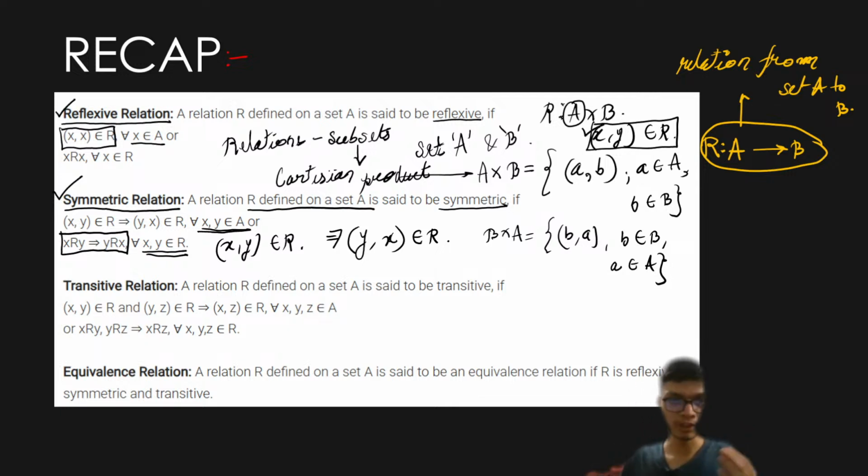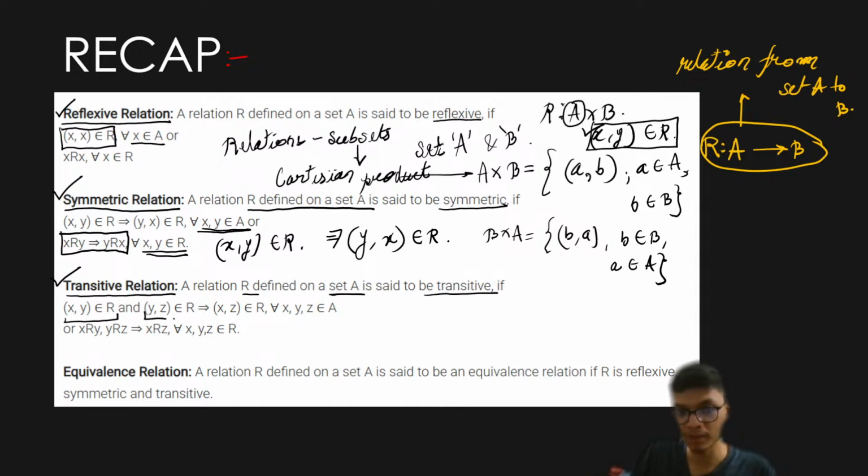Okay, now once we understand this part, let's try to understand what a transitive relation is. A transitive relation is another type of relation defined on the set A. It is said to be transitive if (x, y) belongs to the relation and (y, z) also belongs to the relation, then (x, z) will also belong to the relation for all x, y, z belonging to the set A. That is, if x is related to y and y is related to z, then x should be related to z for a transitive relation. That's it.